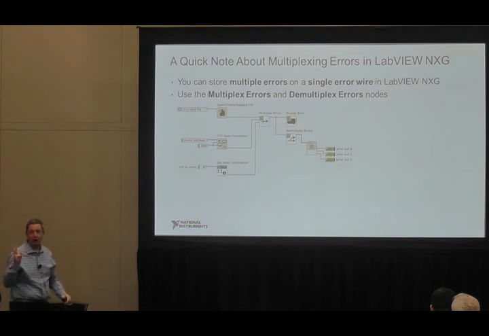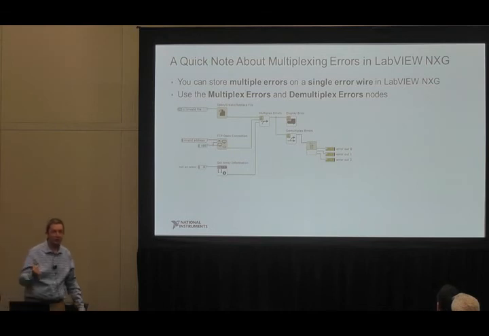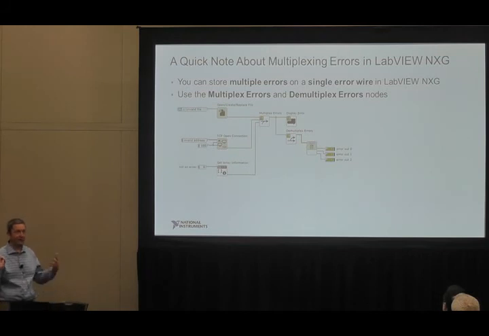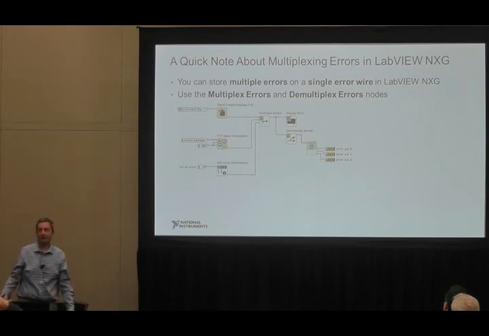Now check it out. I take all 3 of their errors and wire them into this new VI in NXG called multiplex errors. Notice that VI has a single error cluster output. So on a single error cluster wire, we have now stuck 3 errors worth of information on that wire. And so now notice, I then take that wire and I wire it down into demultiplex errors.